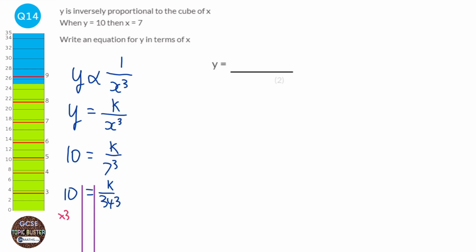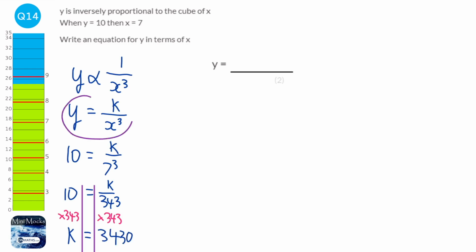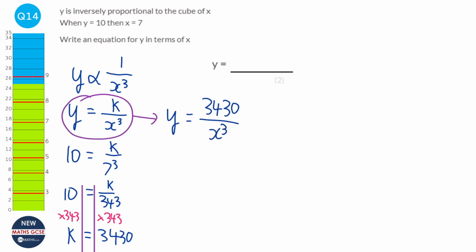So times by 343 both sides to find out what k is. And I'm just going to swap them around just to give myself a bit more space. And we're going to have k on the left hand side here. So that'll be 3,430. So k is 3,430. So what I'm going to do is just rewrite this equation here. But we know what k is now. So it's y equals 3,430 over x cubed. And that actually is our answer.